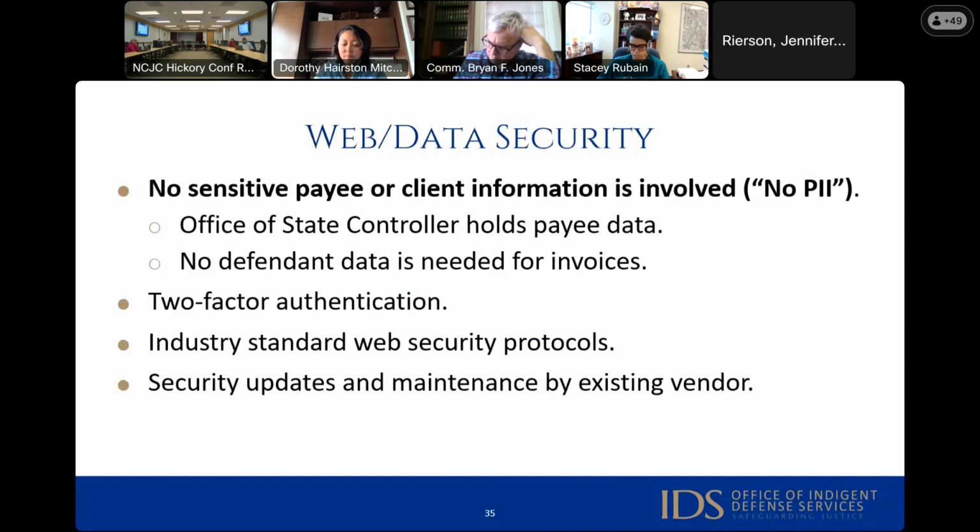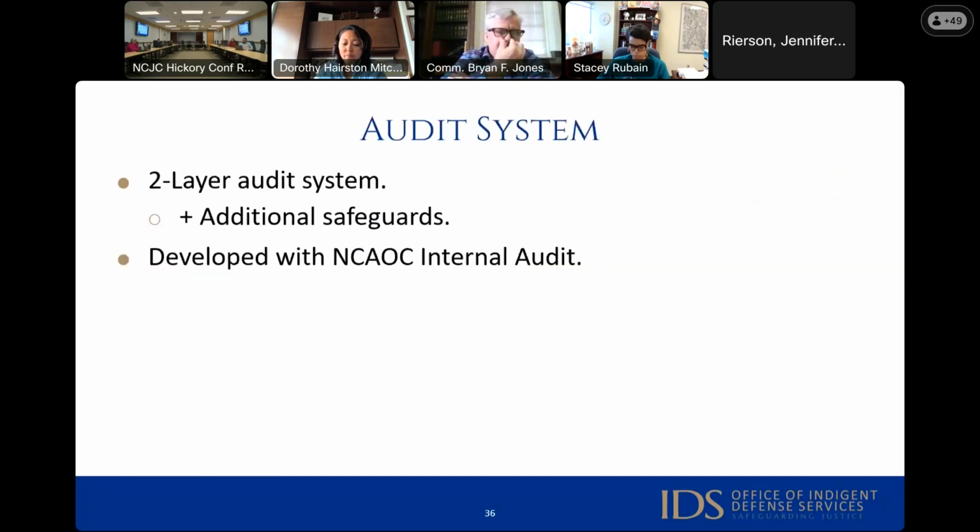The website, consistent with NCAOC web security protocols, will use two-factor authentication and industry standard web security protocols. Security updates, patches, and maintenance will be done by our existing vendor, Tomatillo Design, who has done excellent work for us on our main website for years. In addition to web security, we also have a plan for physical security through expanded audit. IDS worked with the Director of AOC Internal Audit, Jordan Samuel, who I believe may have joined us on the call today, to develop a two-layer audit system with additional safeguards.